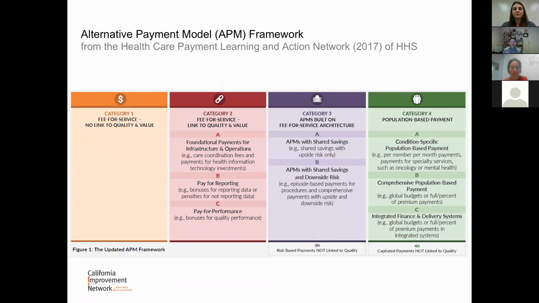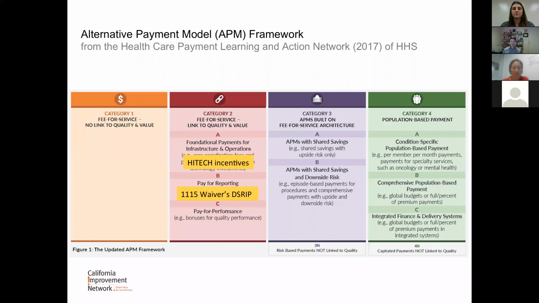We have some of that in place still, of course, but I'm going to start here in category 2, fee for service, with a link to quality and value. So when we look at foundational payments, investments in infrastructure, a really good example of that is the HITECH incentives that just sunset. That started in 2009, and it did a lot of things, that federal legislation. But one thing it did was invest in EHRs and using health information technology.